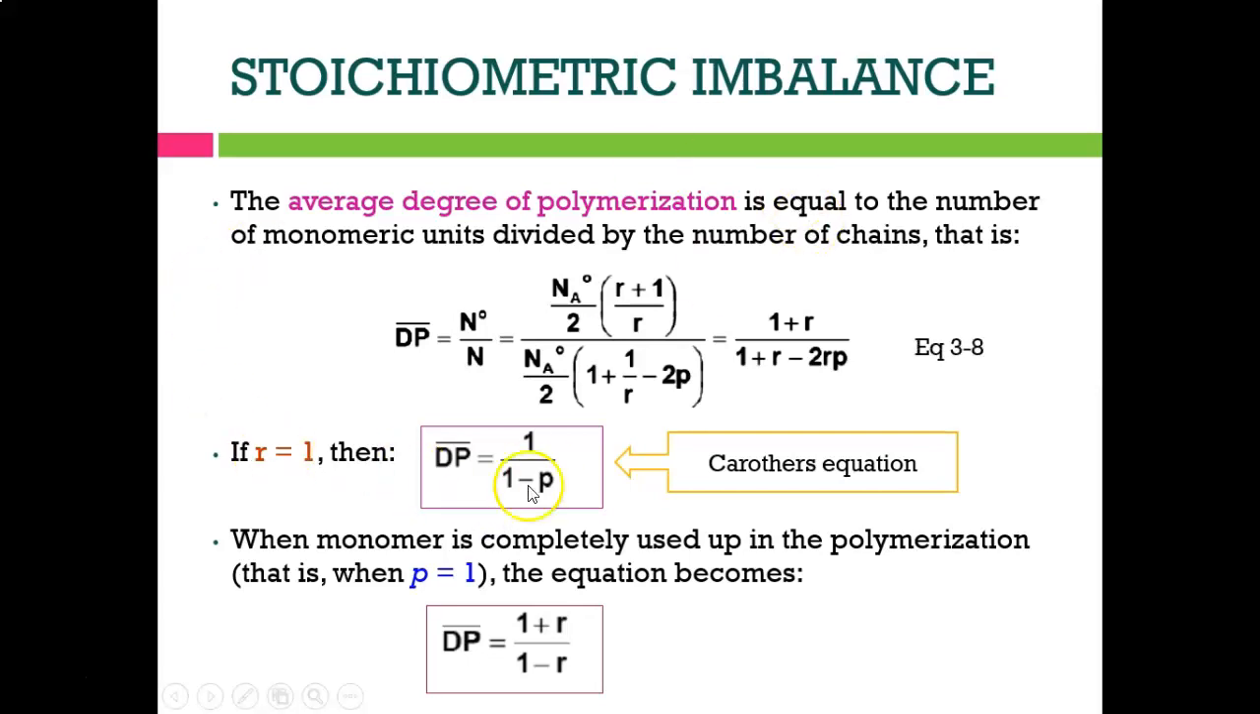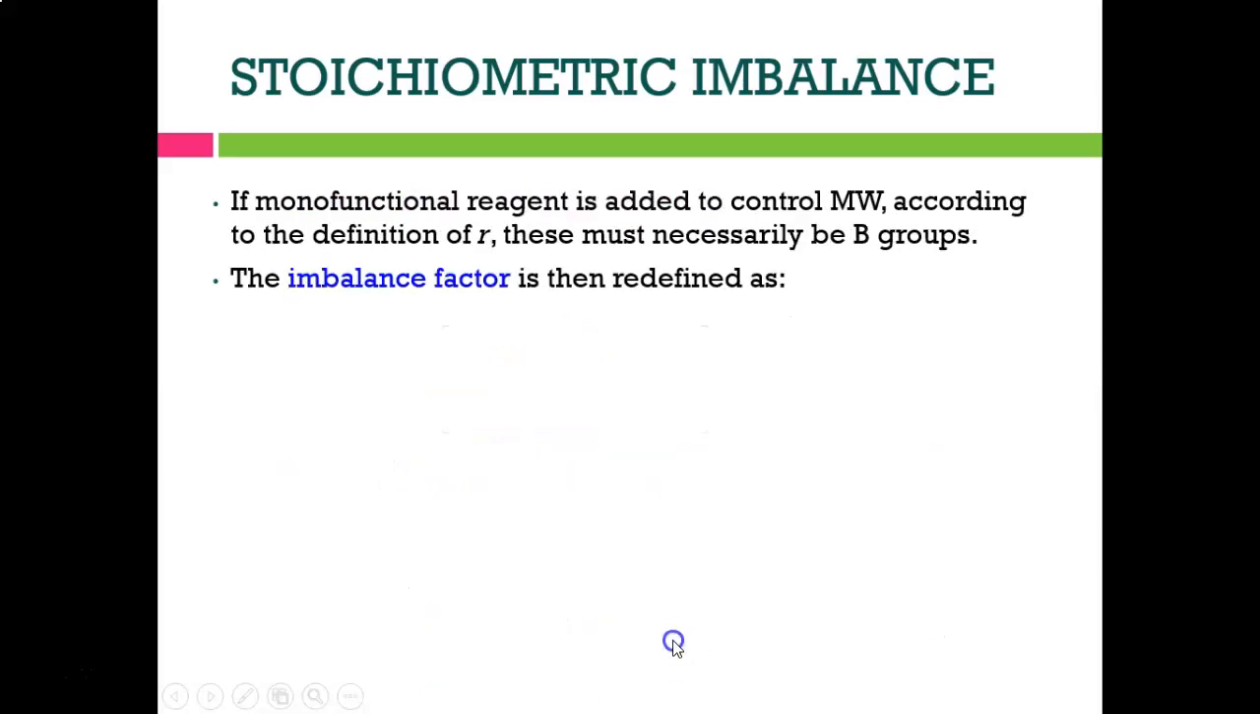Okay, dua ni equation yang penting. So daripada previous equation, dia tunjukkan macam mana kita dapat dua equation tersebut. If monofunctional reagent is added, which is the catalyst such as acetic acid, to control the molecular weight, according to the definition of R, this must necessarily be B groups. Okay, kita akan letak R ni dekat functional group B ataupun monomer B.